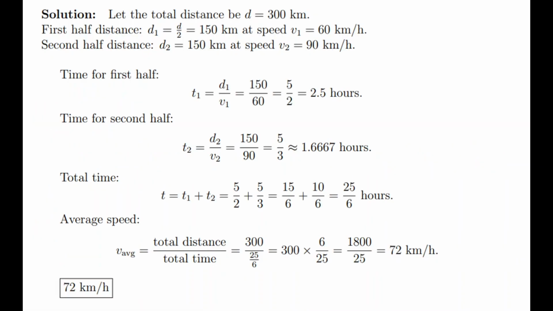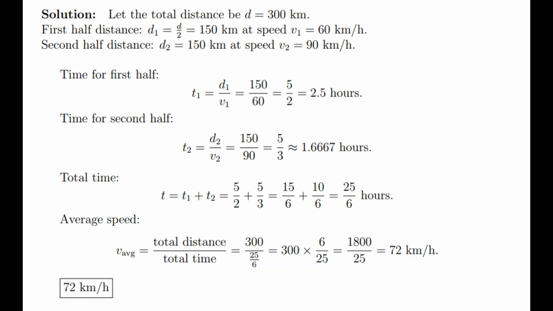Let the total distance be d. We represent the total distance by d, which is equal to 300 kilometers. The first half distance, d1, will be equal to d over 2, 300 divided by 2. That will give us 150 kilometers. For the first half distance, the speed given in the question was 60 kilometers per hour. That's v1. Then for the second half distance, the shuttle travels the same distance, 150 kilometers, at a speed of 90 kilometers per hour.